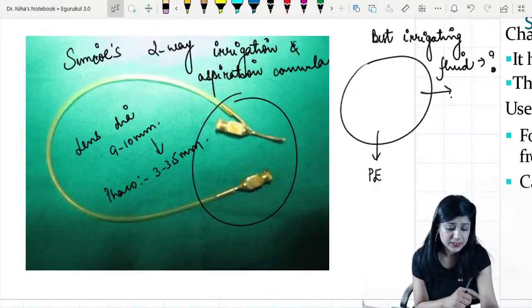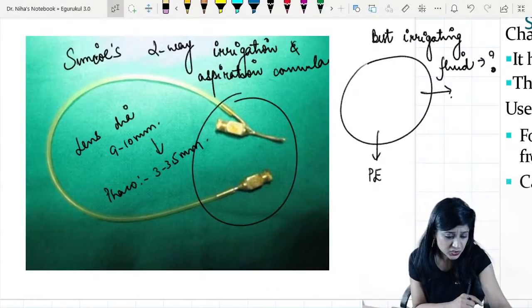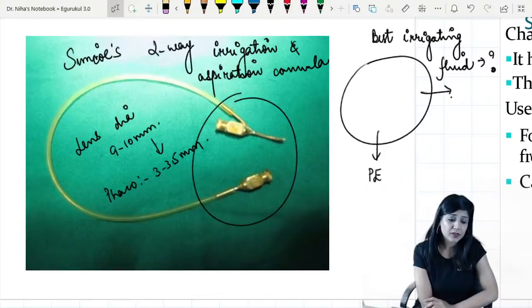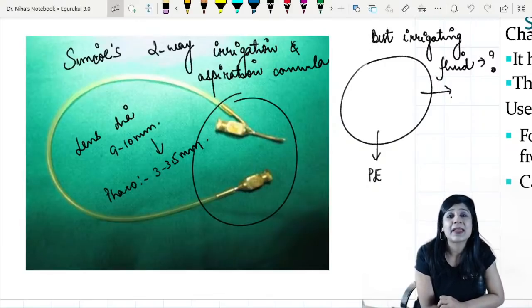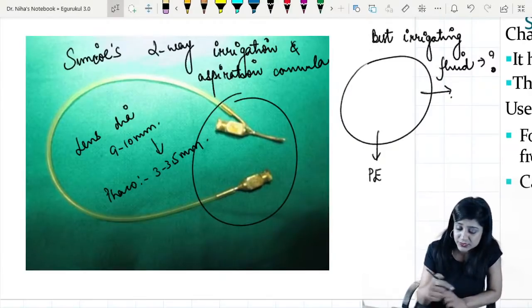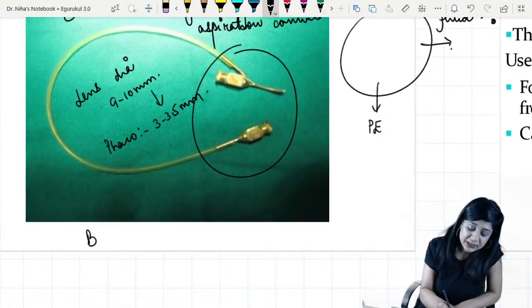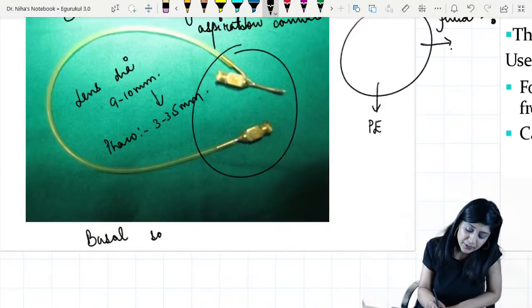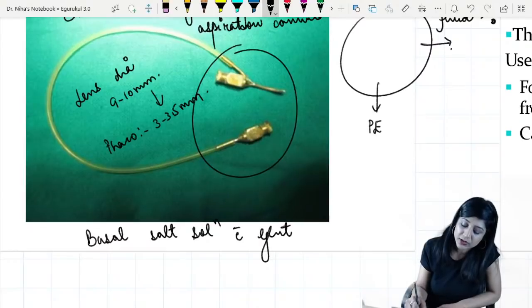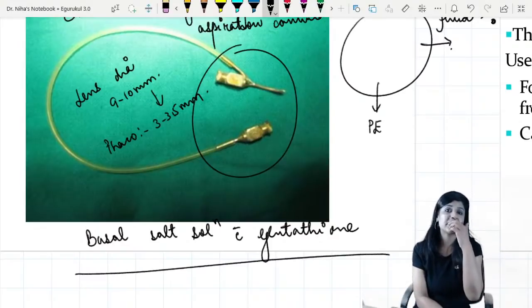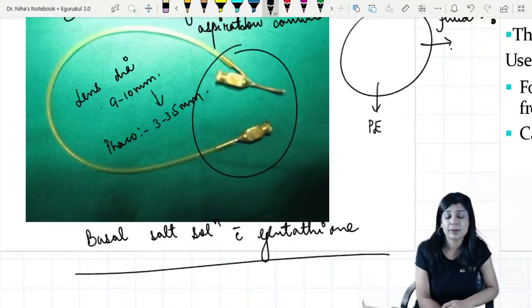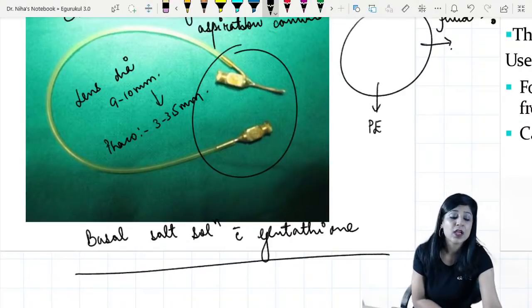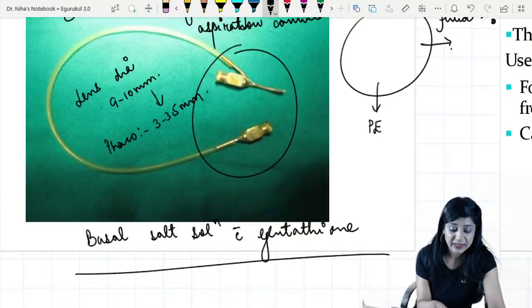Anybody who has answered? What is the best one? Very good, Ganesh. Sai Gaurav. Aman, which is the best irrigating fluid that you are going to use? It is actually the balanced salt solution with glutathione. Glutathione is an antioxidant. That is why the best one is the balanced salt solution with glutathione. Now sometimes there is one more indication. Very good.